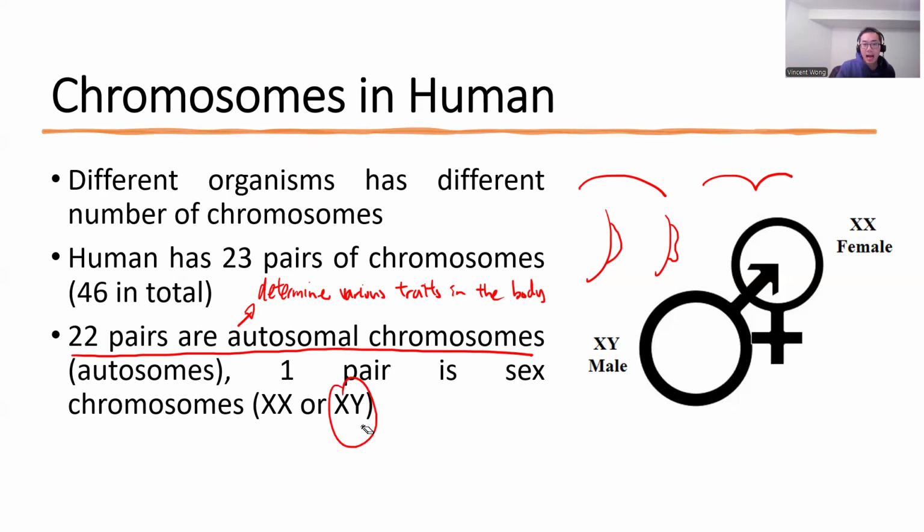Half of the man's sperm is going to carry the X, and if that sperm fertilizes an egg, then it's going to be a daughter. It's going to be an XX. The other 50% of the sperm is going to carry a Y, and if the sperm carrying the Y fertilizes an egg, then it's going to be a son, right?